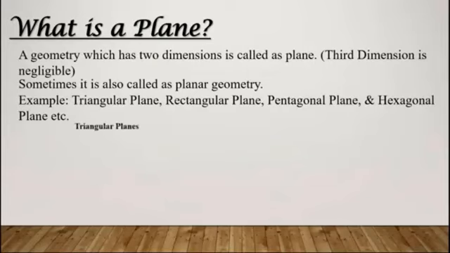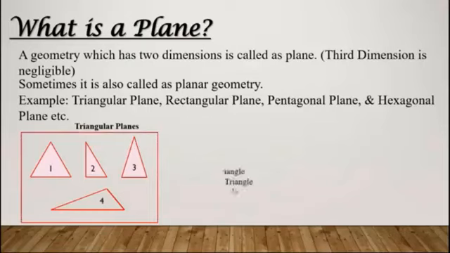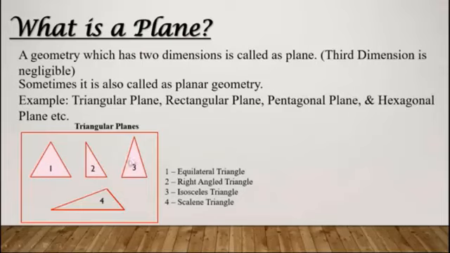Let us discuss a few triangular planes. Triangular planes can be of different shapes. First is this one, the second one, the third, and the fourth. The first one is called an equilateral triangle, where all three sides are equal and the included angle is the same, that is 60 degrees. The second one is a right angle triangle. Third is isosceles. Isosceles means there are two sides which are the same. So these are the two sides which are the same. And this is a scalene triangle where you have all three sides different.